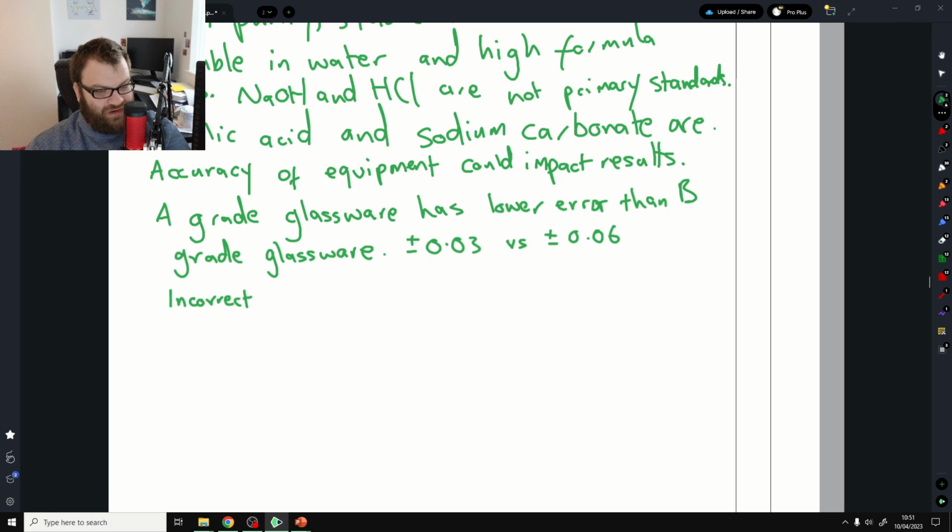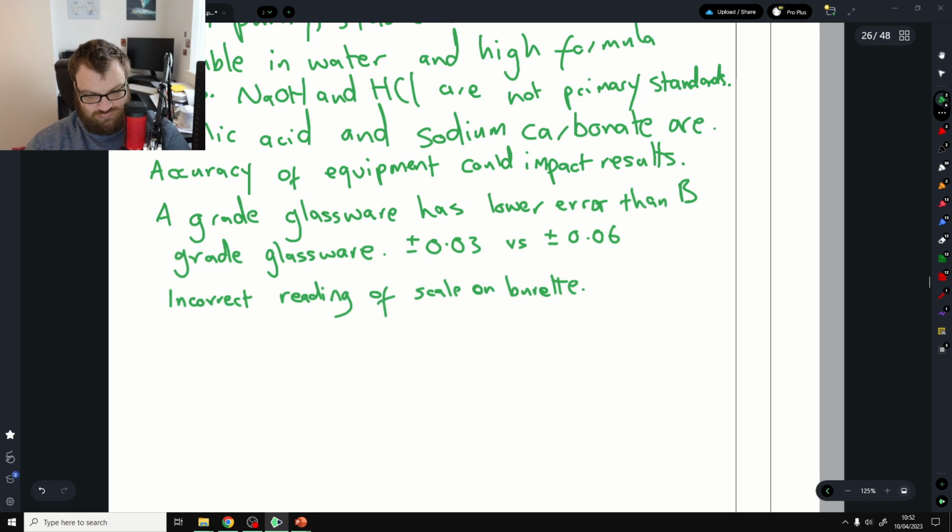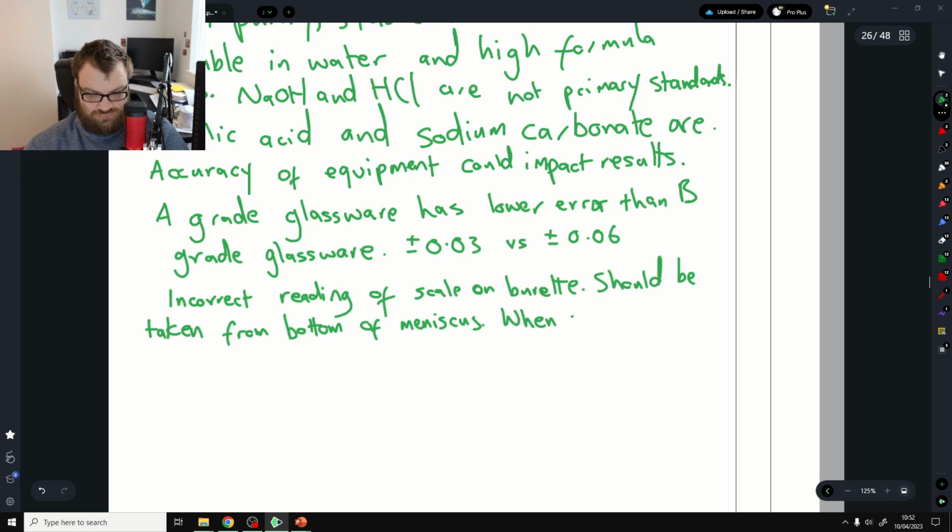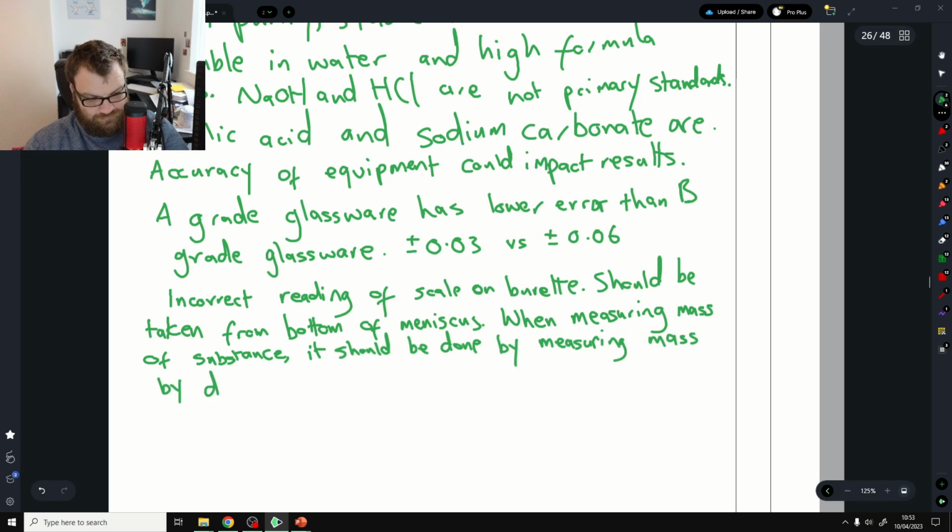Incorrect reading of values from a scale could impact the results that you get. They should always be taken from the bottom of the meniscus, the little bubbly part. When measuring masses, there could be some of the reactant or products being lost, and we should do it by weighing or measuring the mass by difference. In this case, you would measure the container empty, measure it with the sample, and then remeasure it at the end to make sure that all of the chemical has been transferred, or you can readjust how much of the chemical you actually did add.